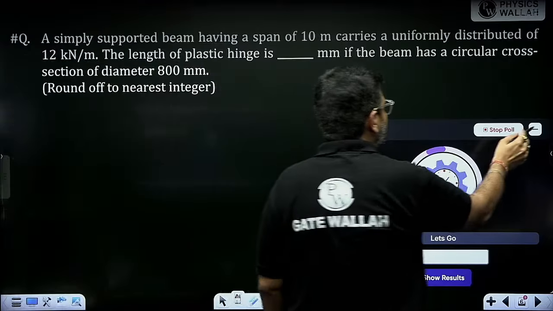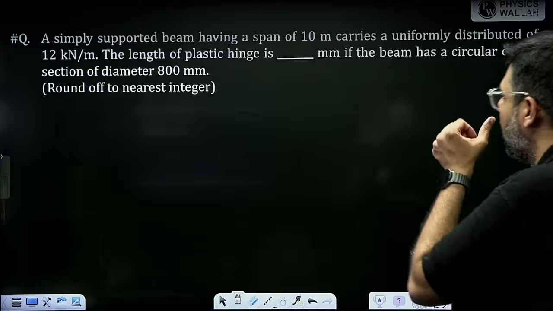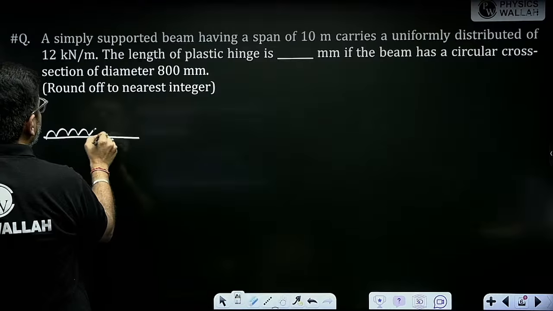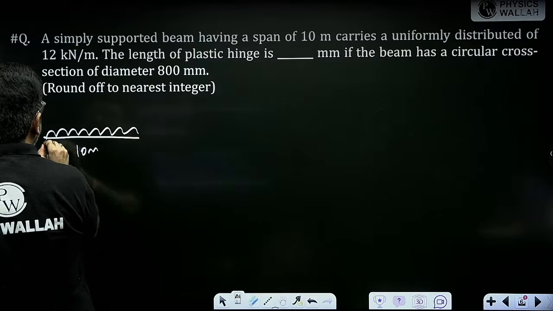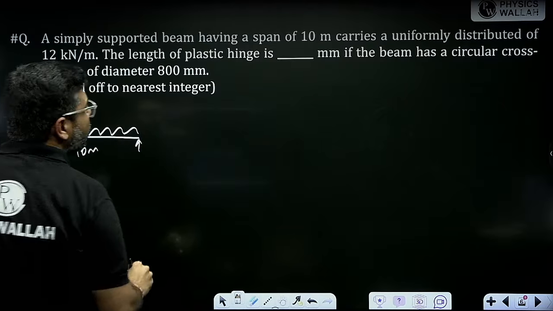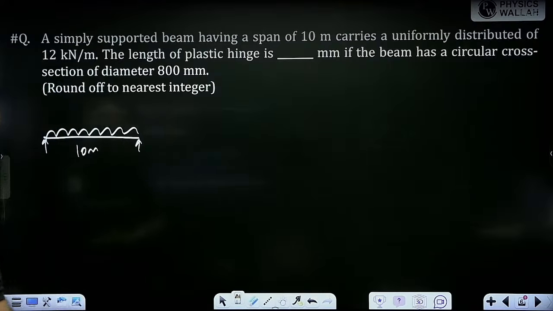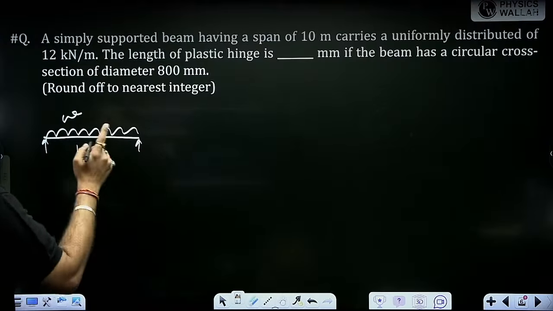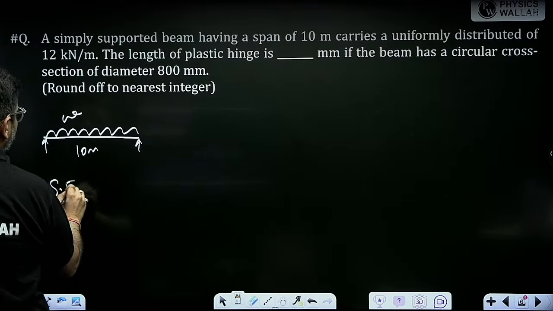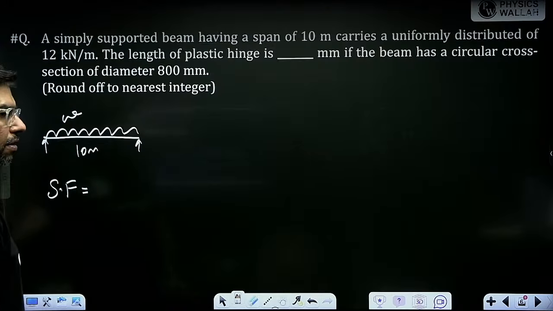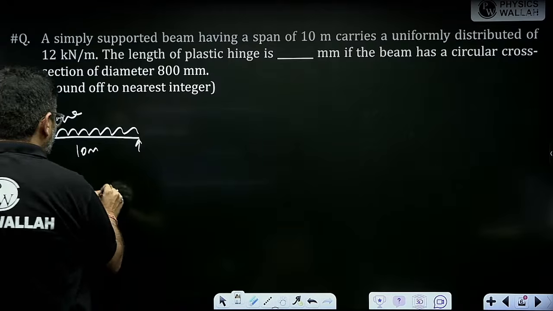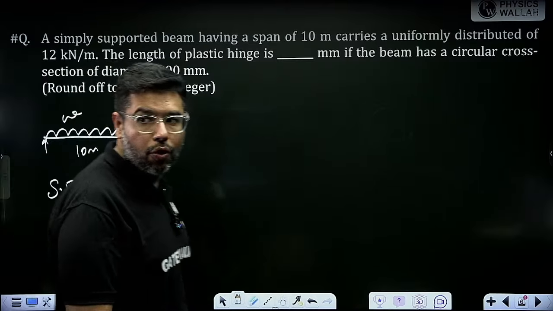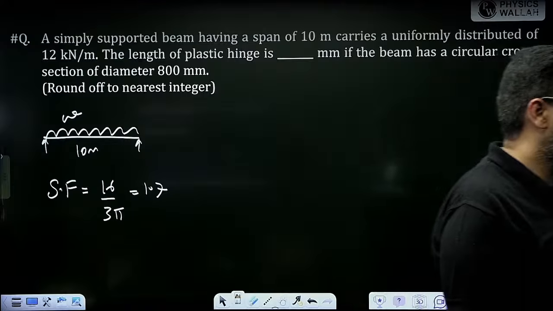First find out the shape factor. A simply supported beam has a span of 10 meters. Very simple question if you know the formula. The UDL value was given, but that is not required. Find the length of the plastic hinge if the beam is of circular section. The shape factor of a circular section is 16 by 3 pi, that is 1.7. If you don't know this shape factor, you won't be able to do this.